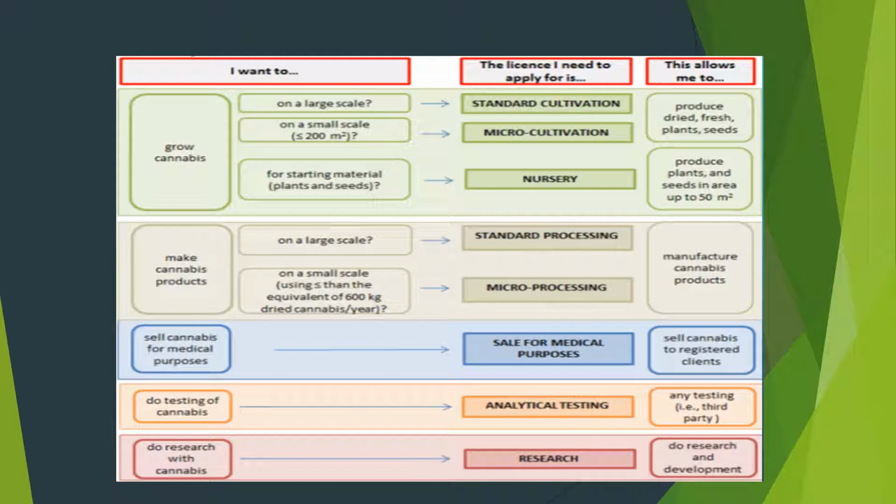Let's take a look at the cannabis classes and subclasses and how you can decide what kind of license to apply for. Under the first column, it says I want to. The second column, the license I need to apply for is, and in the third column, this allows me to. So in the second row, we're looking at make cannabis products. On a large scale, that would be a standard processing license, and that would allow me to manufacture cannabis products.